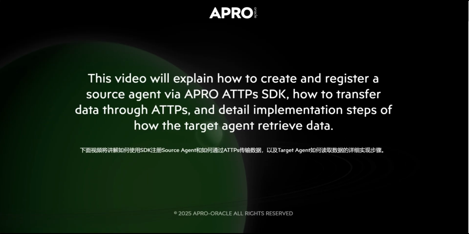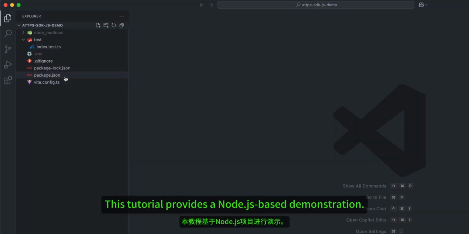This video will explain how to create and register a source agent via APRO ATTPs SDK, how to transfer data through ATTPs, and detail implementation steps of how the target agent retrieves data.